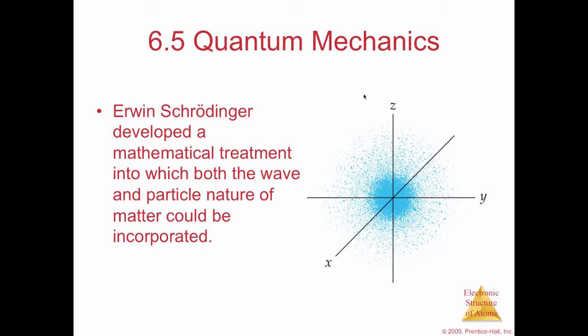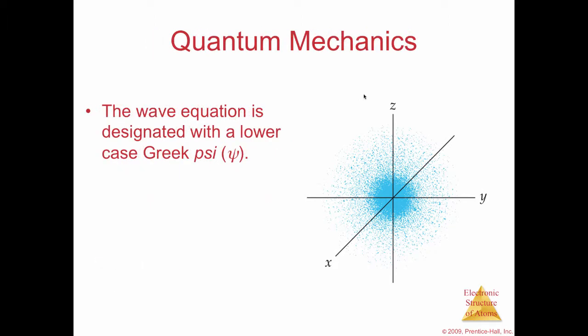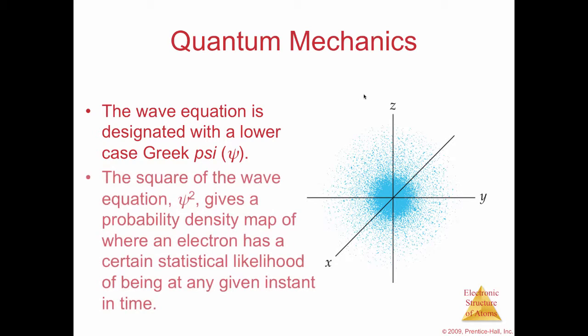6.5 Quantum Mechanics. Erwin Schrödinger developed a mathematical treatment into which both the wave and particle nature of matter could be incorporated. It is known as quantum mechanics. The wave equation is designated with a lowercase Greek psi. The square of the wave function gives a probability density map of where an electron has a certain statistical likelihood of being at any given instant in time.